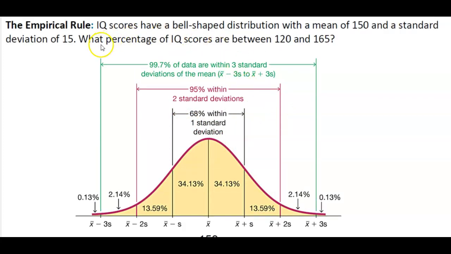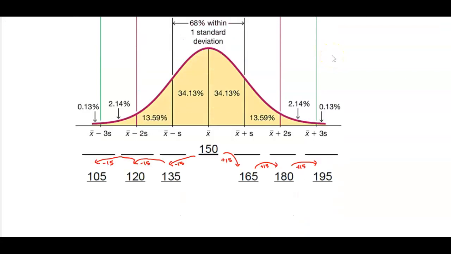But the question is asking us what percentage of IQ scores are between 120 and 165. So let's go ahead and take a look at that. We want to find out what the values are between 120 and 165, so it's going to represent everything that is in between those 2 values. So what is the percentage we need to add up?